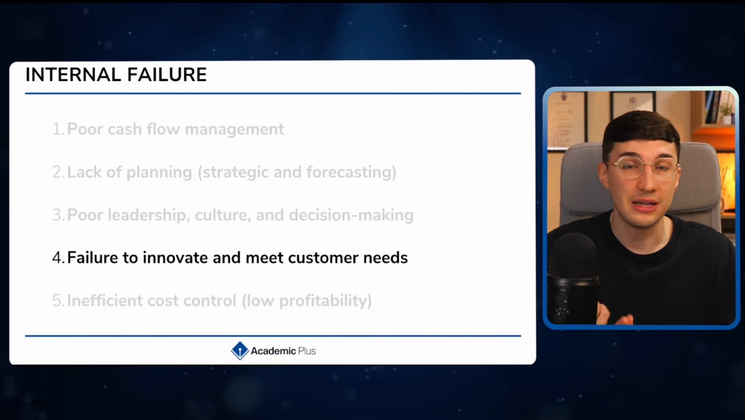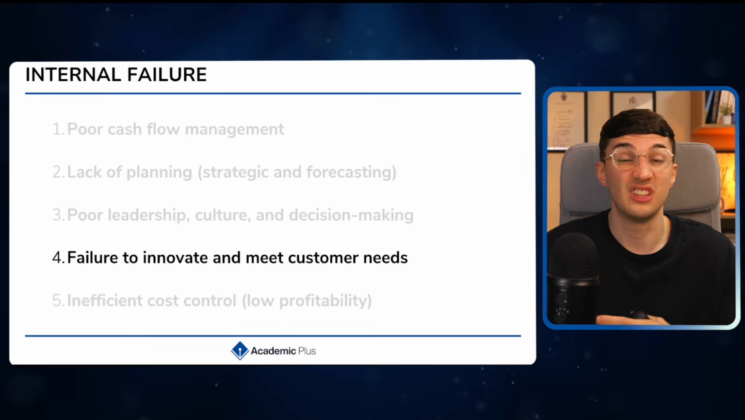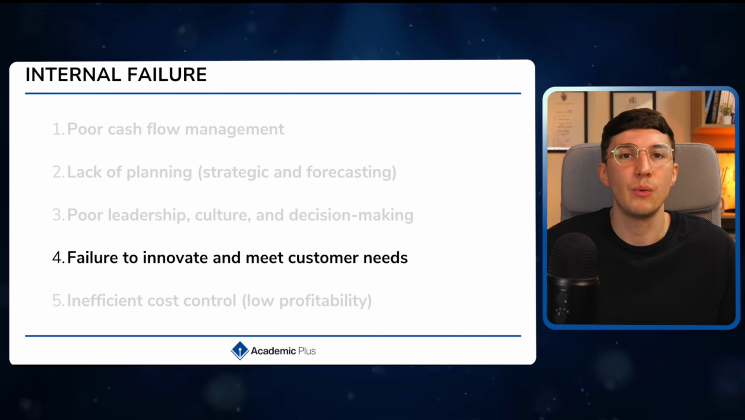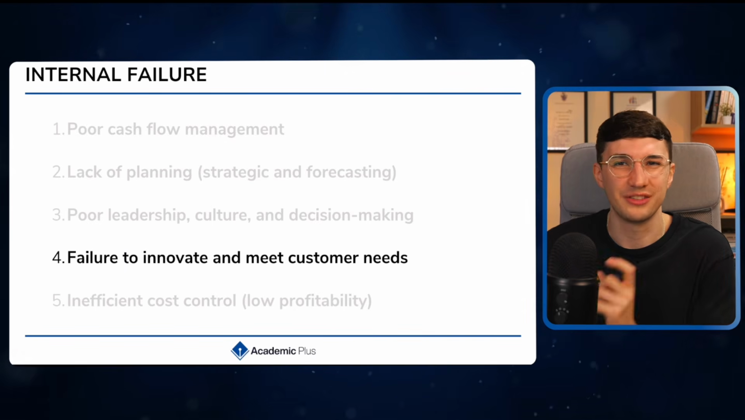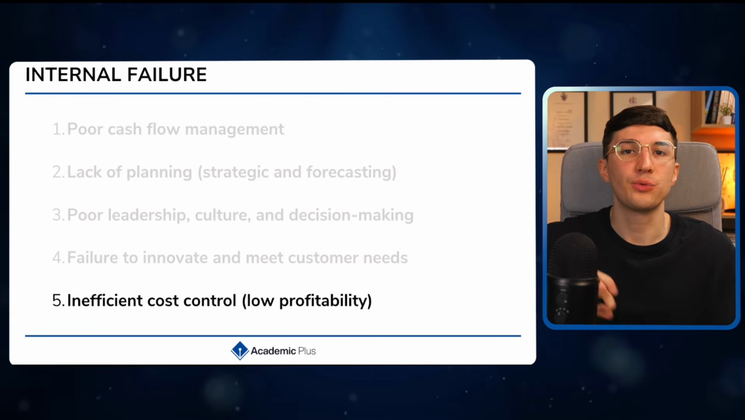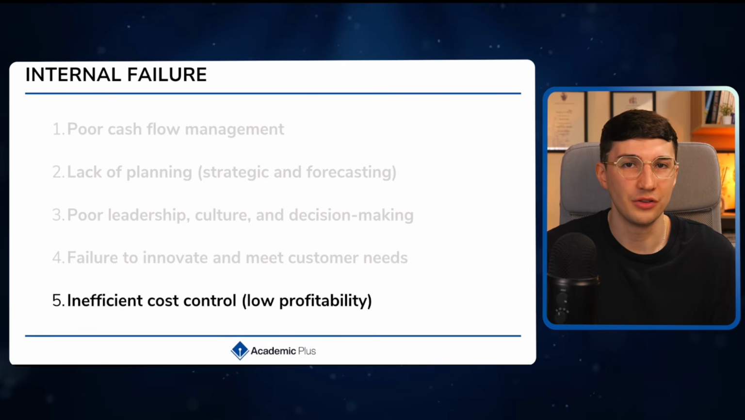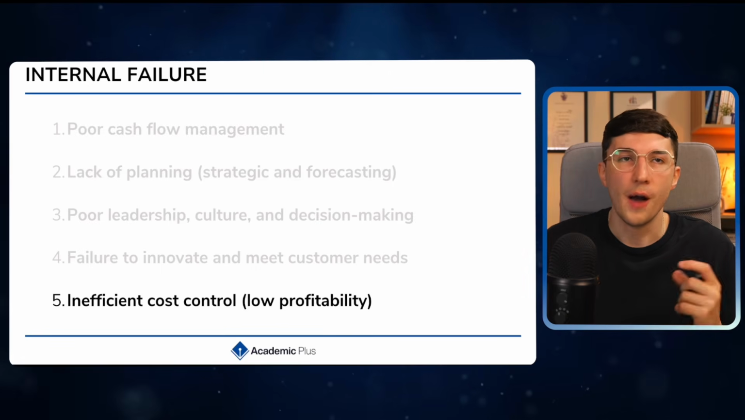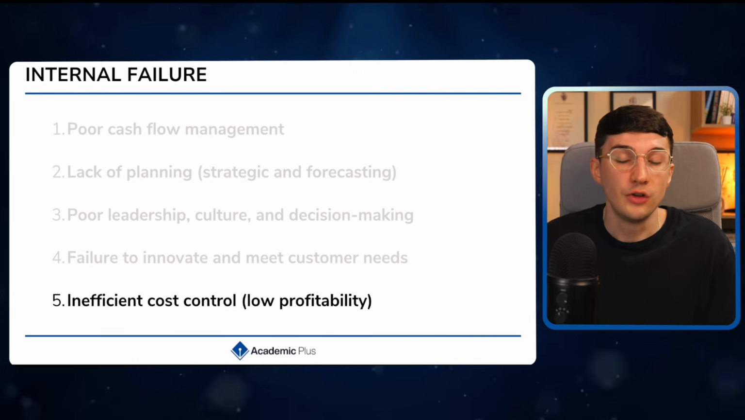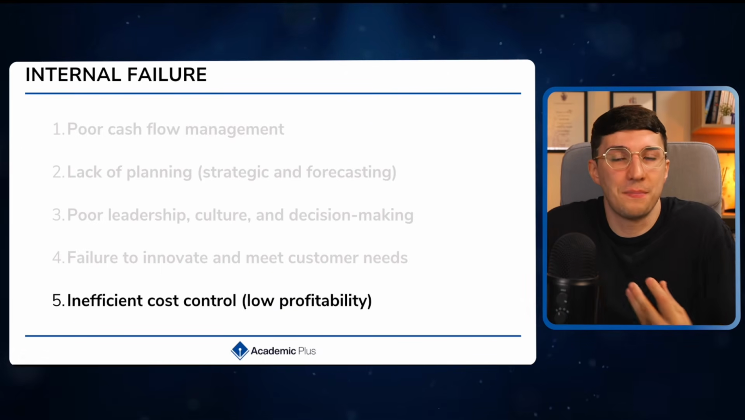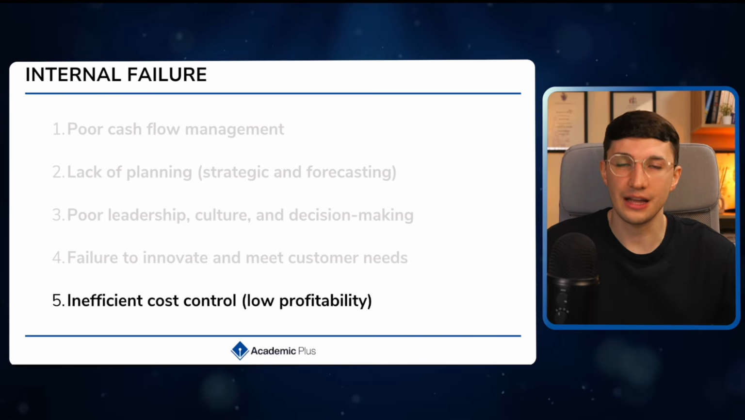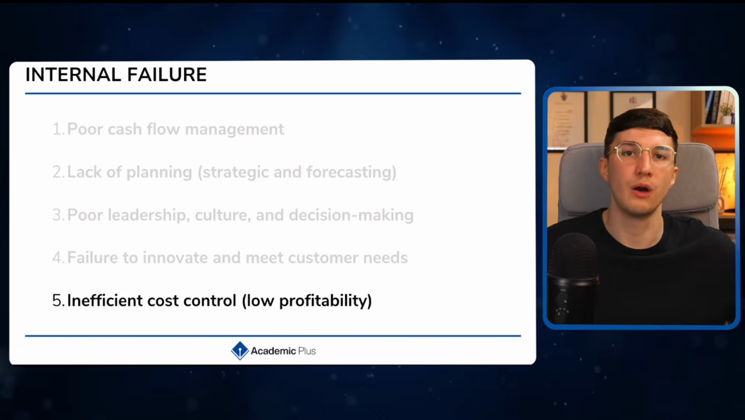Failure as well to innovate and meet customer needs. Imagine if Apple just didn't innovate anymore and we were still stuck on the iPhone 8. I can guarantee they would not be making anywhere near as much sales as they are today. And of course, if they aren't controlling their costs. When we looked at profitability earlier on, at our profit margins, imagine it's really low. Imagine their gross profit is 20%. Their operating profit is 1%. So potentially for the business to make £100,000 of profit, we need to make over £10 million of revenue. That's really inefficient and is not sustainable over the long term.